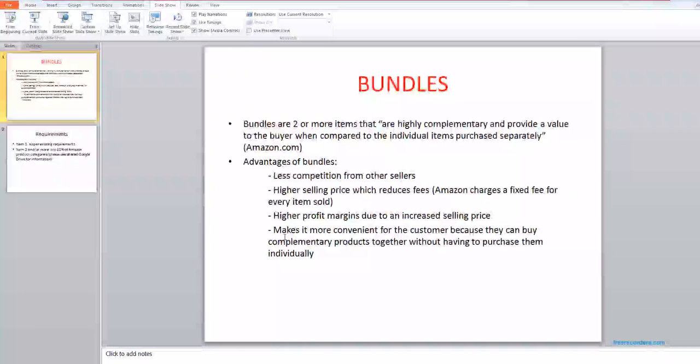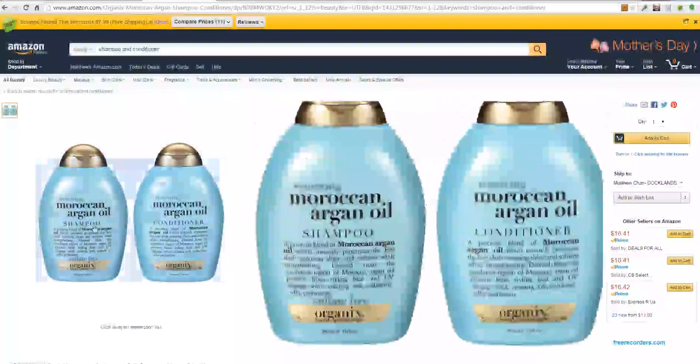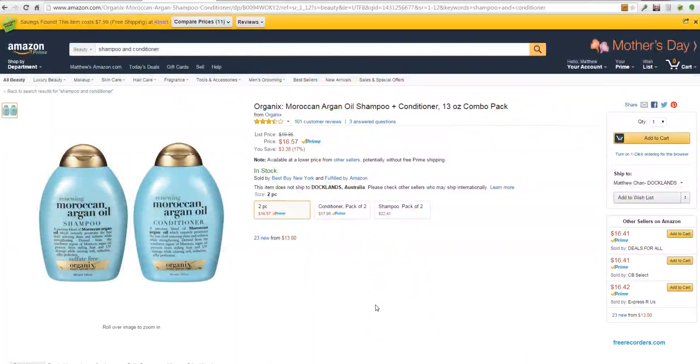So just wanted to go through the advantages of bundles. I like to create my own listings, create bundles, for a few reasons. So first reason is there's less competition from other sellers. Now, if we go back to this ad, you can see there's 23 different people selling this bundle. Obviously, there's too much competition here. Everyone's trying to sell this item.